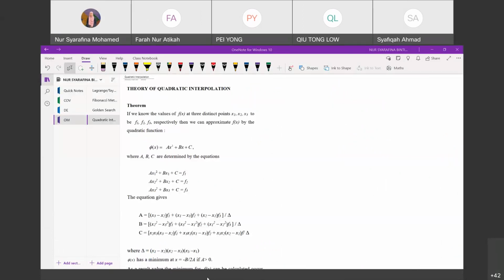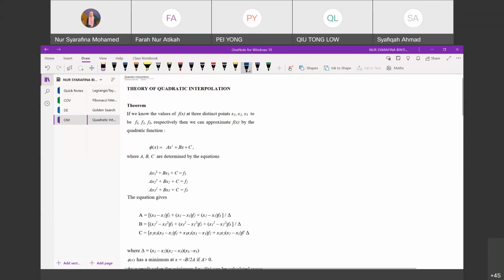So I have shared the note with you in the e-learning. The note consists of quadratic and also cubic interpolation. So there are two methods that we're going to discuss in these interpolation methods. Let's start with the quadratic interpolation method for today.